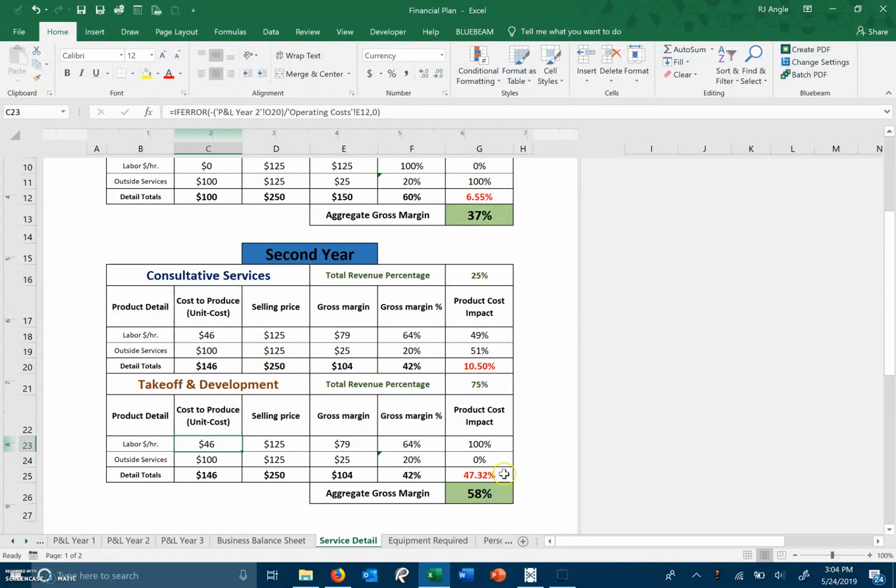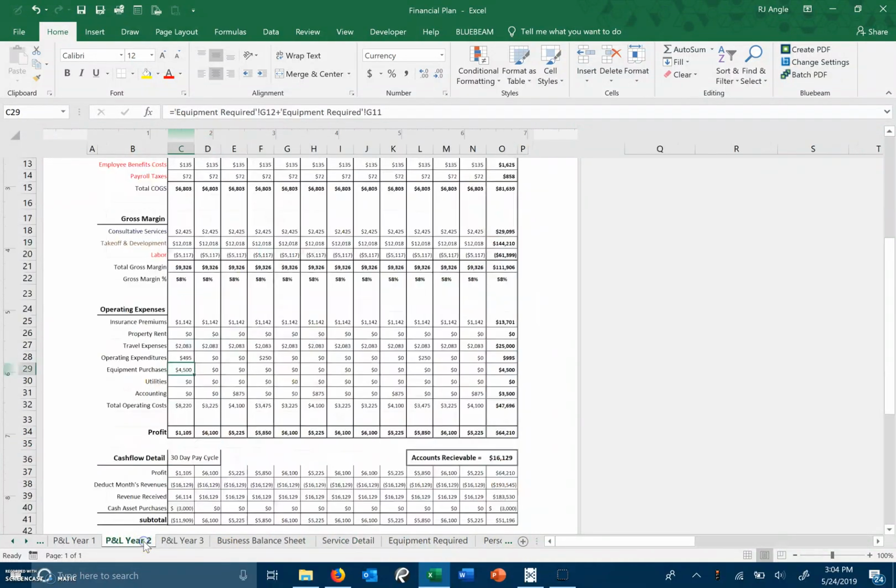So I have a total company-wide gross margin impact of 47.32% of performing this service for the hours that I can sell at this gross profit rate. And if you add these two up, I have a 58% aggregate gross profit margin in my second year.